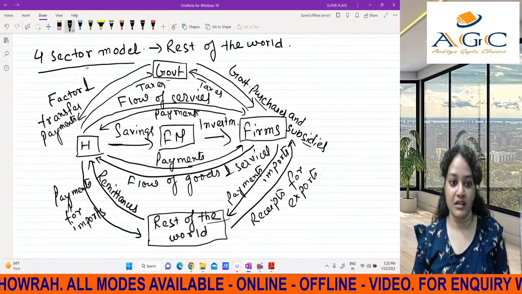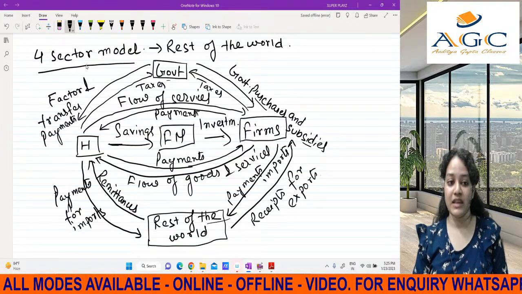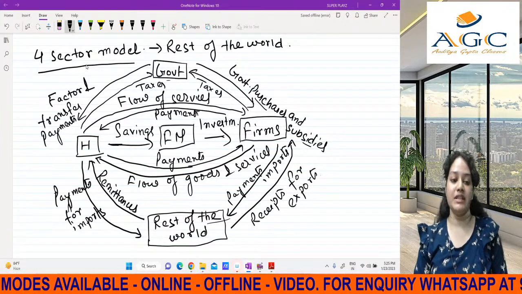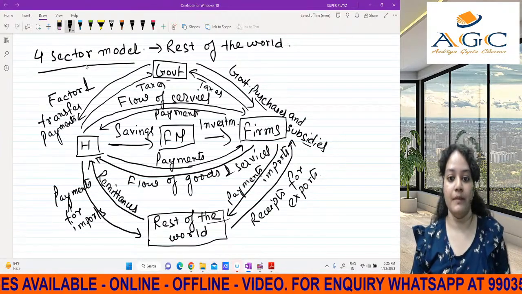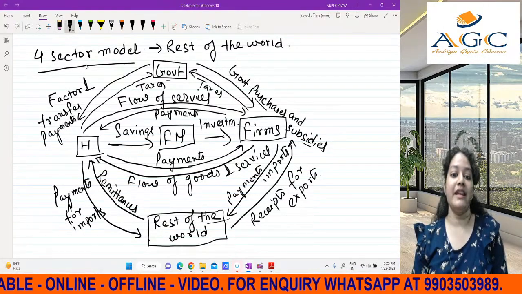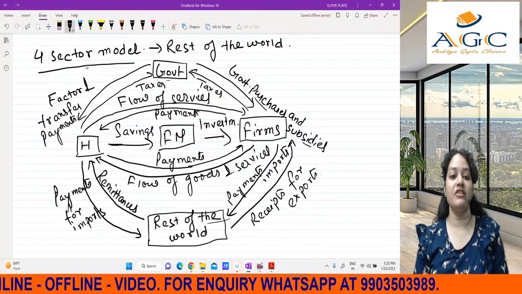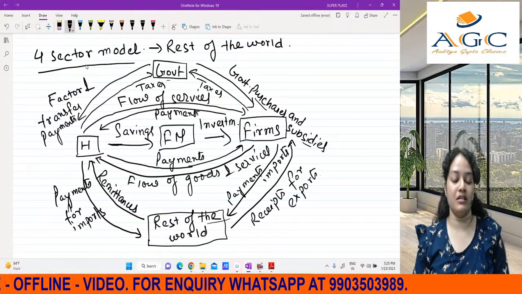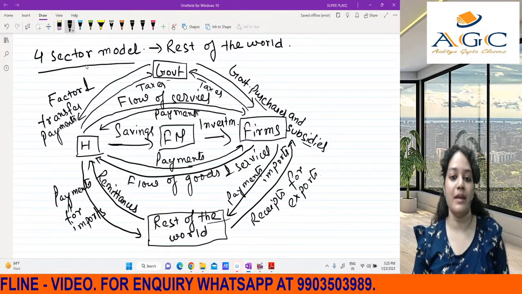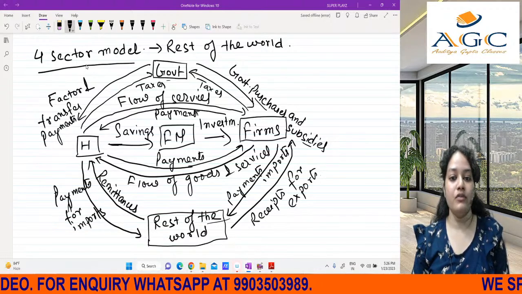I hope it's clear to everyone. The two sector model without savings and investment, with savings and investment, the three sector model and the four sector model. Now, there might be a question which can be given that explains circular flow of income, and you have to talk about the real flow and the money flow that is going on simultaneously. It was there in one of the years' papers. So for that, what do you have to answer?